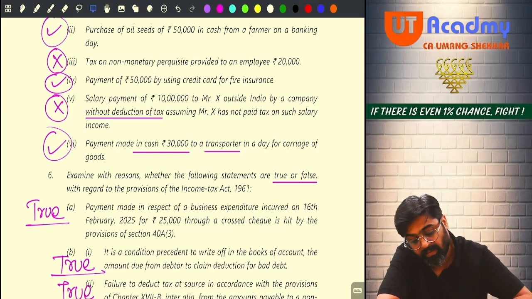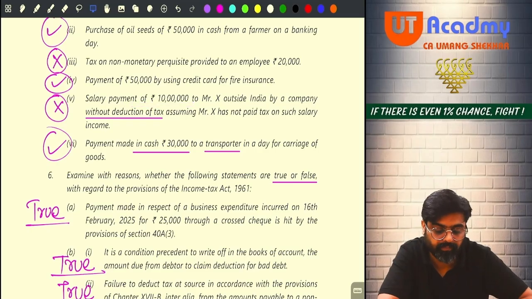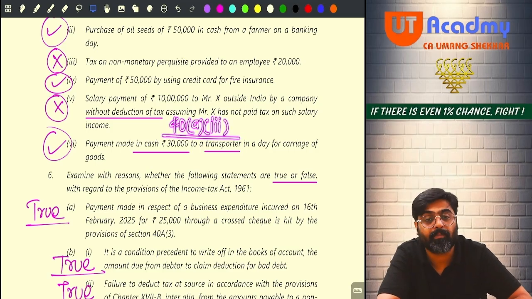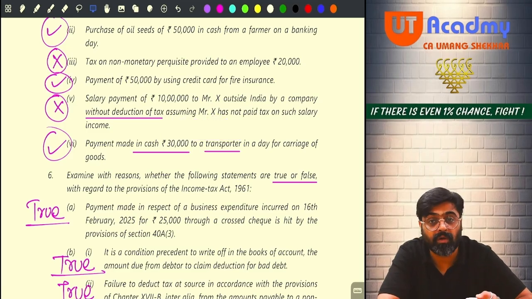Hello sir. Next one. Salary payment of 10 lakh to Mr. X, who is outside India, meaning the salary is paid outside India by a company without deducting TDS, assuming that Mr. X has not paid tax on such salary income. Sir, the entire salary will be disallowed. 40 clause A, subclause 3. If any salary is paid to resident, 30% of that will be disallowed if the tax was not deducted as per 40A(ia). But if any salary is paid to non-resident without deduction of TDS, the entire salary on which the TDS was not deducted will be disallowed under 40A(3). And later on, even if the TDS is deducted, then also the amount disallowed cannot be allowed.